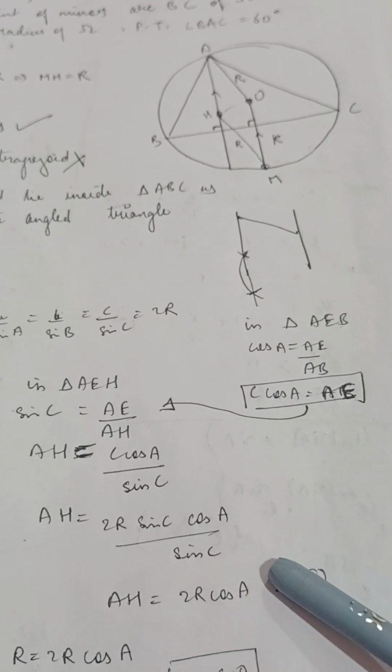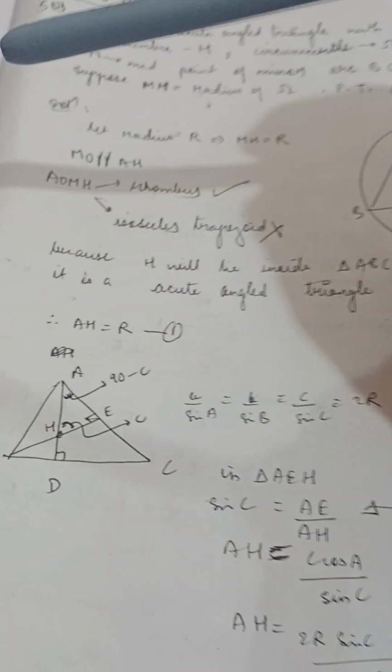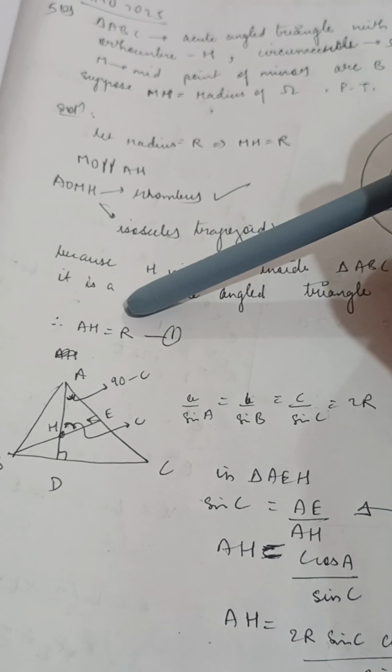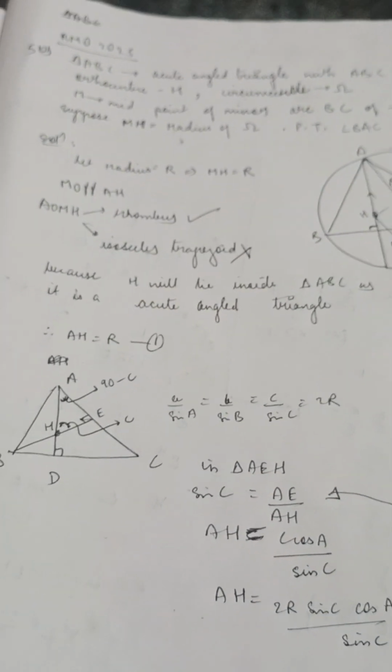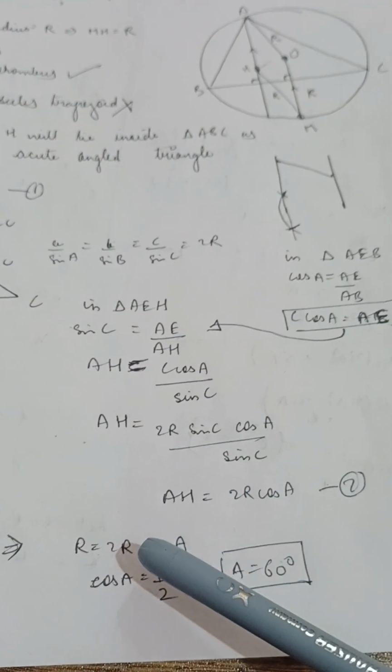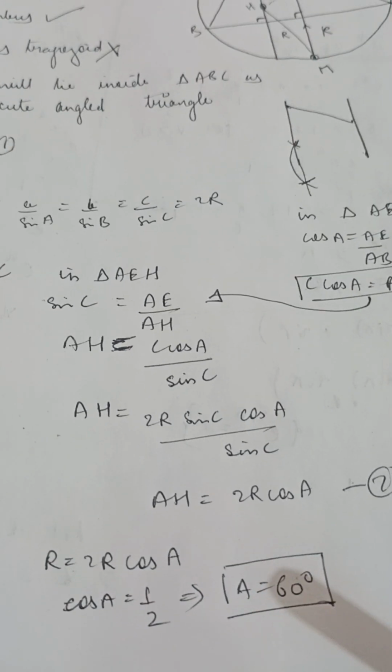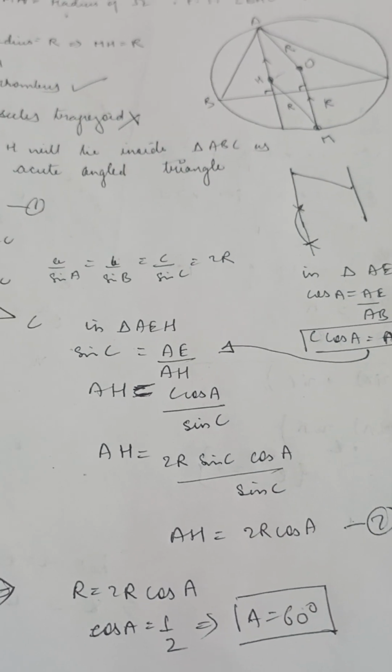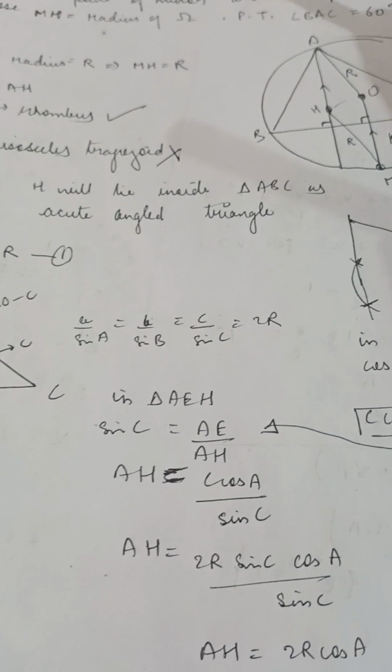Now since we have written AH as 2R cos A, and here we have the result that AH is equal to R, using both equations I will equate them, and from there I will get R is equal to 2R cos A. From there I'll get cos A equals half, and A is equal to 60 degrees. Hence proved.